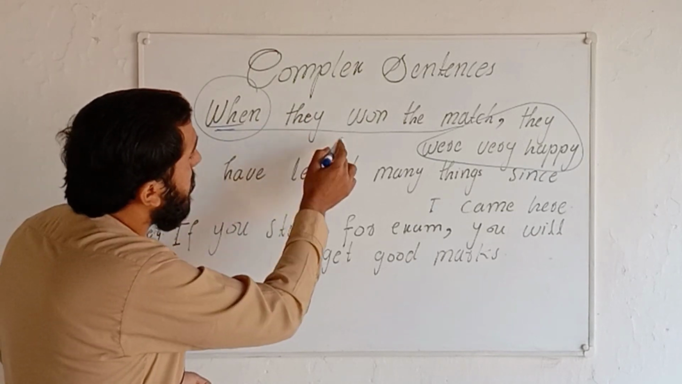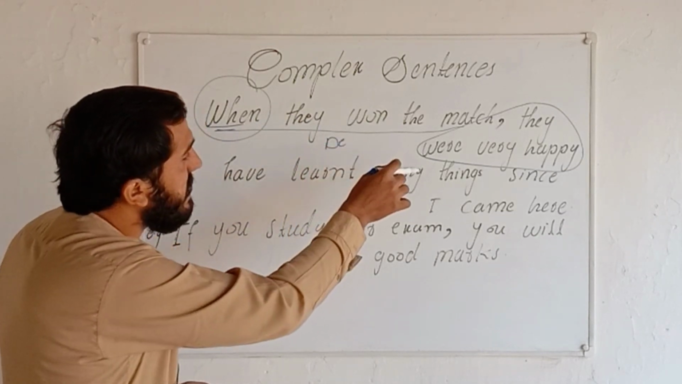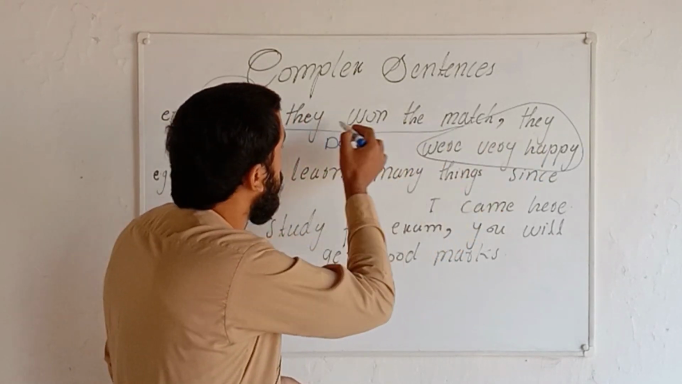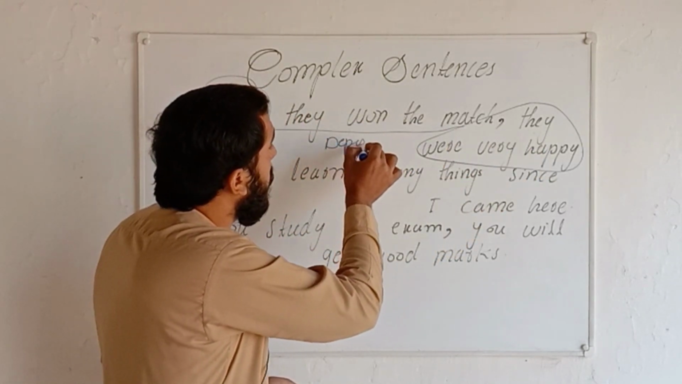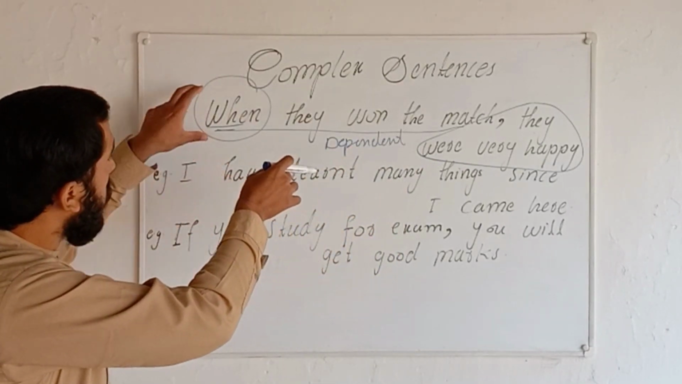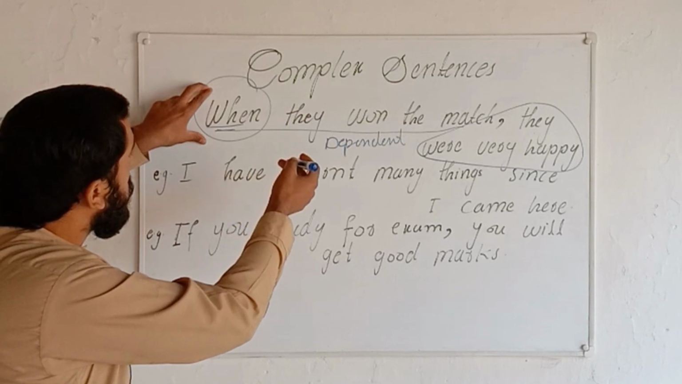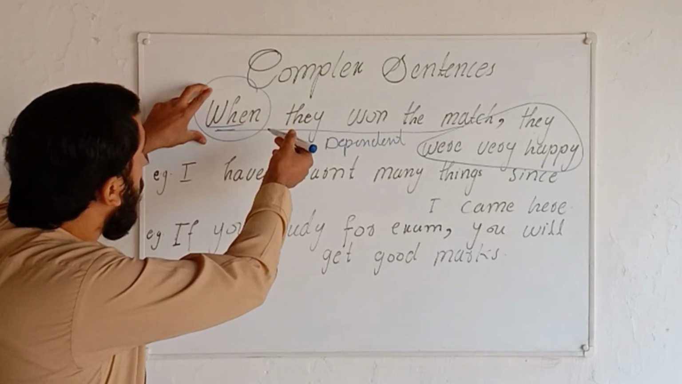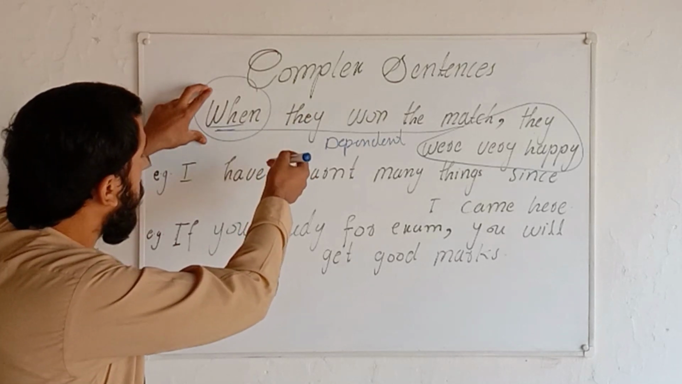This is a dependent clause and this is a connector, or you can say subordinator. It needs the help of another clause, an independent clause, and this is the independent clause. This is the dependent clause and the second one is the independent clause. So you can always go for subordinators. When is a subordinator, we use it for an adverb clause of time.